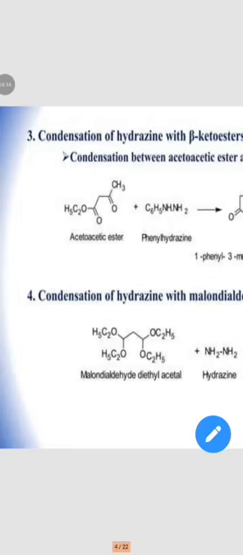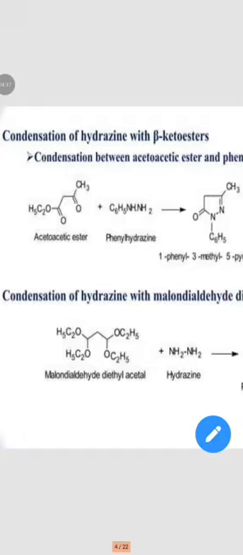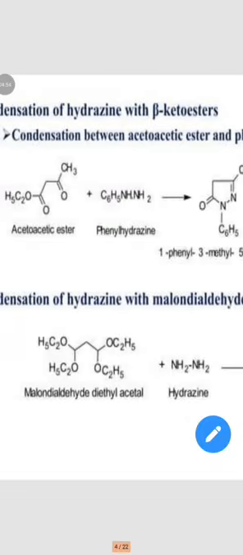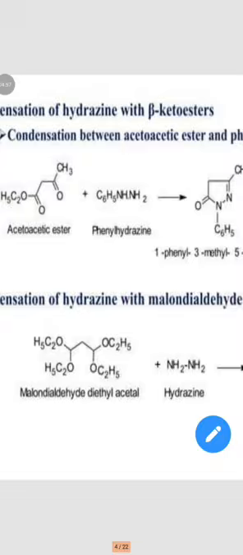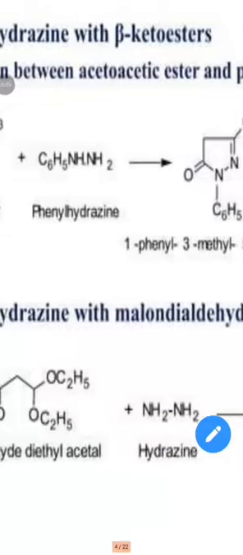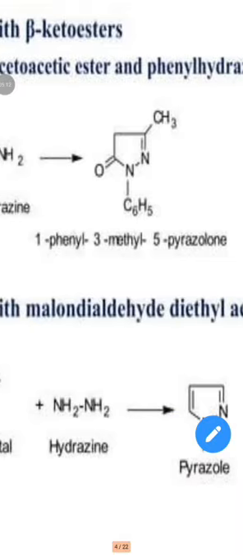Then the next method is condensation of hydrazine with beta ketoesters, that is, condensation between acetoacetic ester and phenylhydrazine. Acetoacetic ester is reacted with phenylhydrazine to form a derivative of pyrazole, 1-phenyl 3-methyl pyrazole.